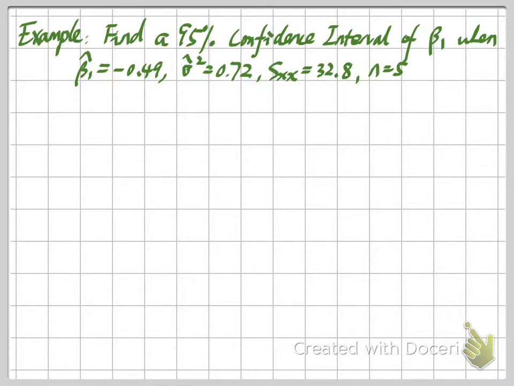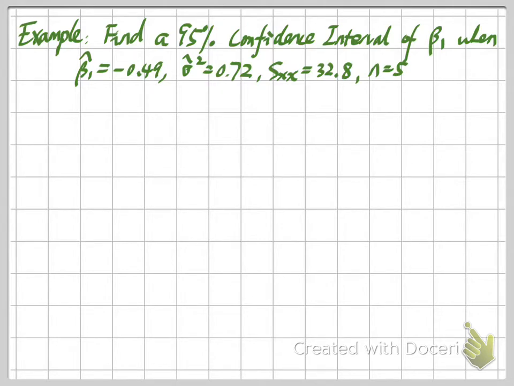When we have the estimator of our beta 1 equal to negative 0.59, the estimator of our error variance equal to 0.72, S sub XX equal to 32.8, and the number of data points n equal to 5. This example, we also mentioned in our previous video when we talked about the hypothesis test. If you don't know what a hypothesis test for linear regression between two variables is, you can look at my previous video.